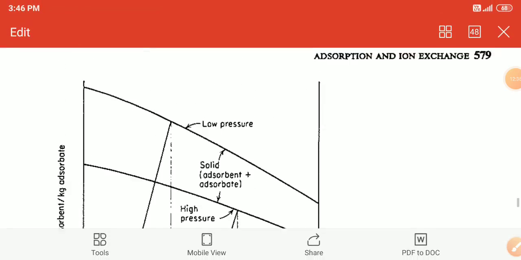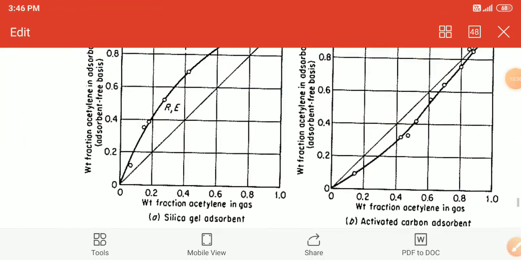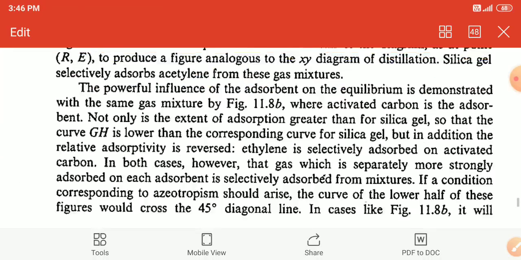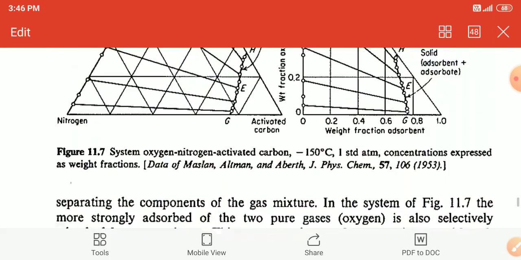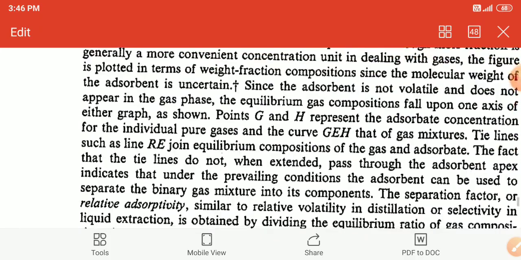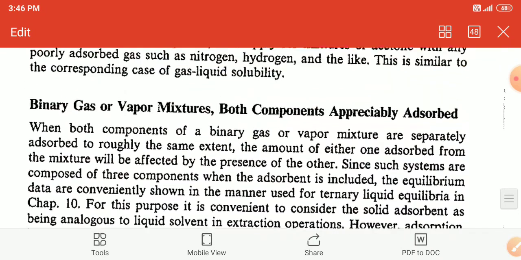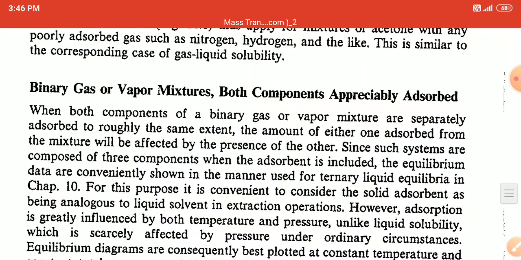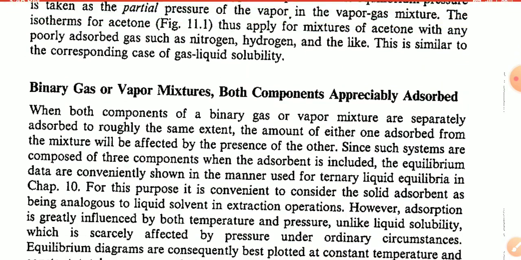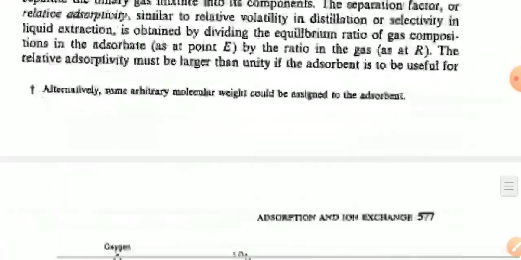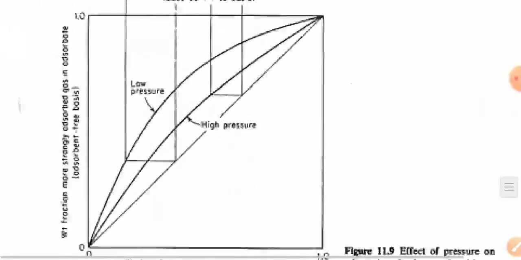Now, in the previous lecture we discussed this for a gaseous system. This is the binary gas or vapor mixture, both components. Let us do a little revision, now for adsorption of liquids.